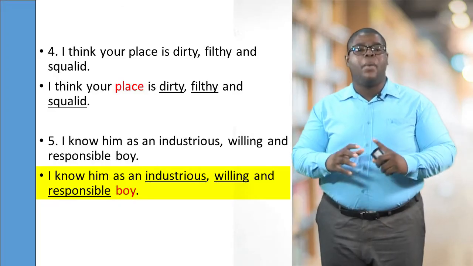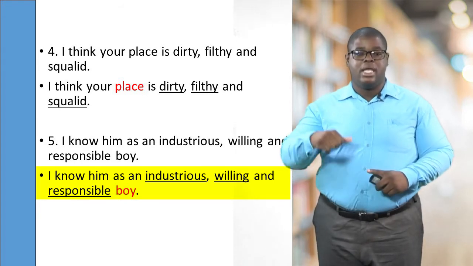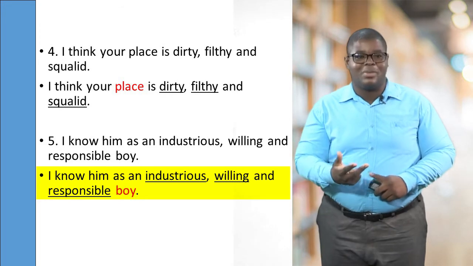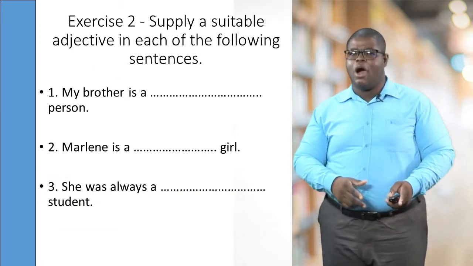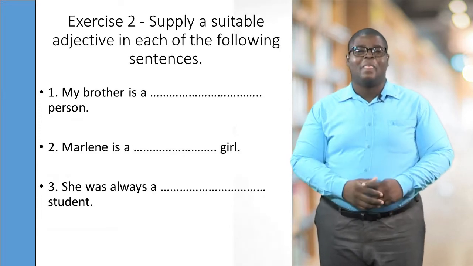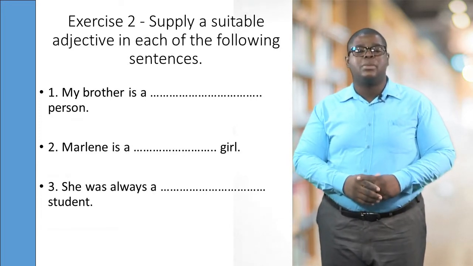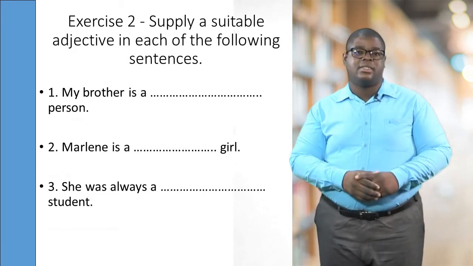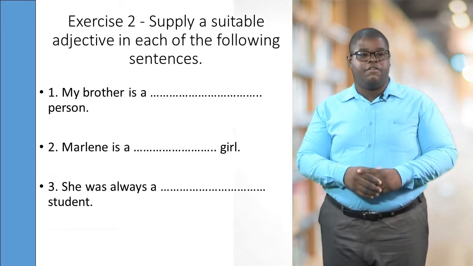So we have boy being the noun and the adjectives modifying boy: industrious, willing, responsible. So that brings us to the end of exercise 1. Now let's move on to exercise 2. Exercise 2 is asking us to supply a suitable adjective in each of the following sentences.